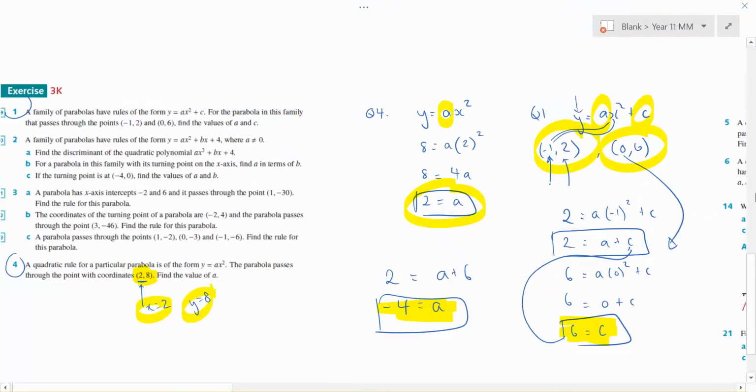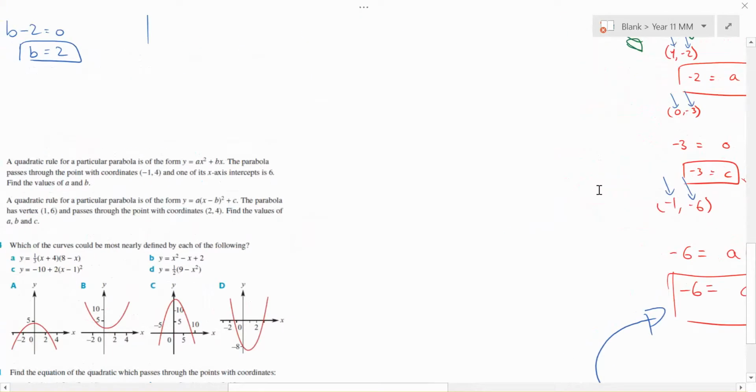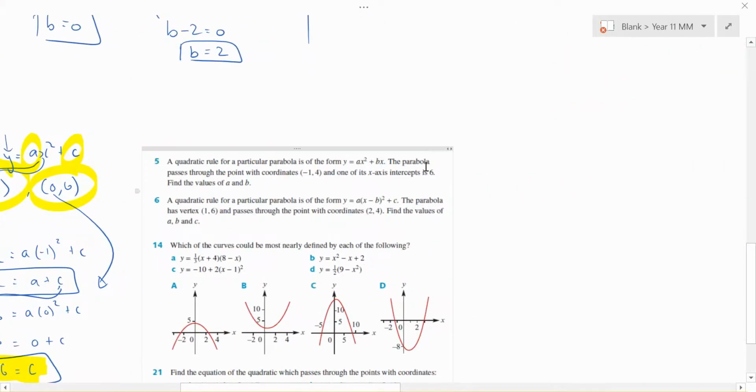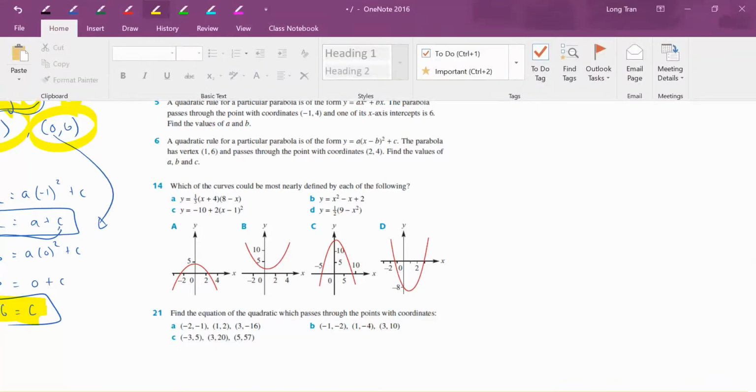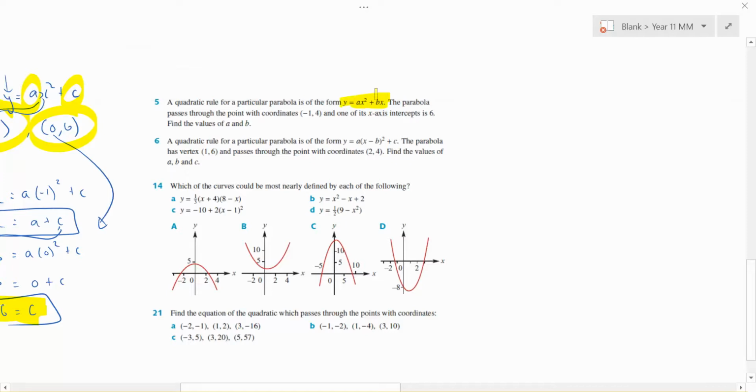Okay, let's see if I can do 5 just so you can see. Is this something I can do using a calculator? Yes. See, a quadratic rule for a particular parabola is of the form... They give you a form. That's the nice thing. They give you the equation. They tell you it is y equals ax squared plus bx. So that's what I got: y equals a times x squared plus bx.